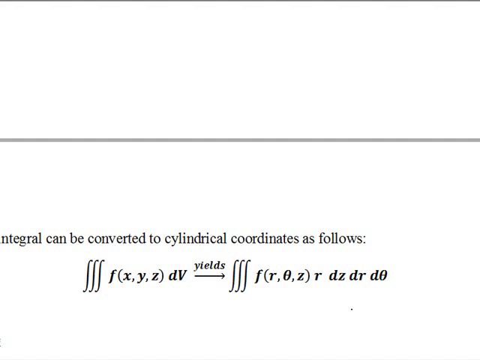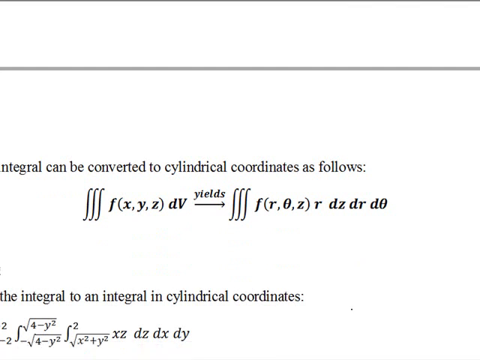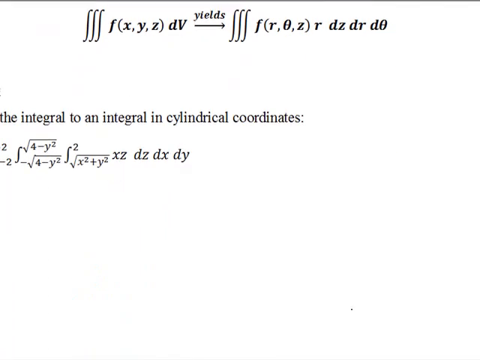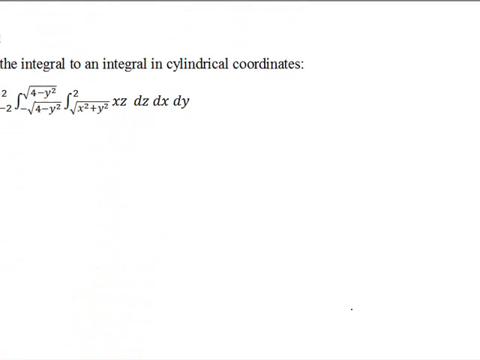So you just change the x, y, and z integrand to something in r, theta, and z. But always remember you multiply by r, the Jacobian, okay? So it's the same thing. Let's do some examples. We're just converting. Convert the integral to an integral in cylindrical coordinates.